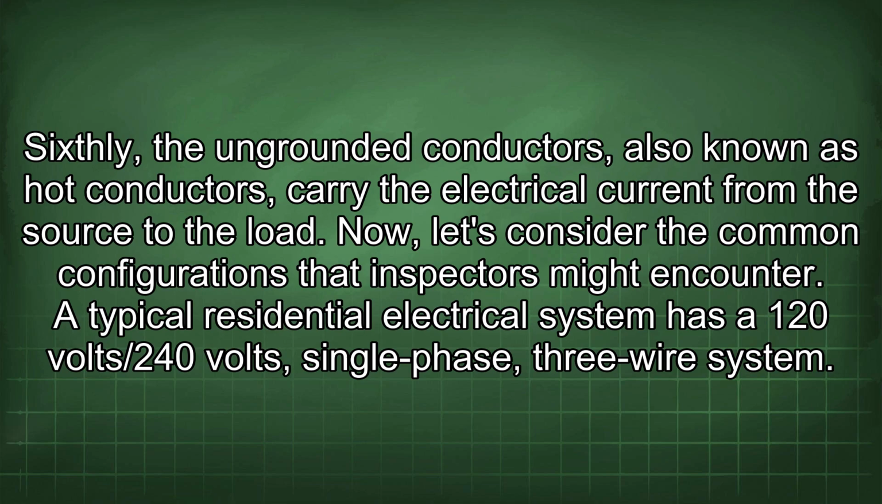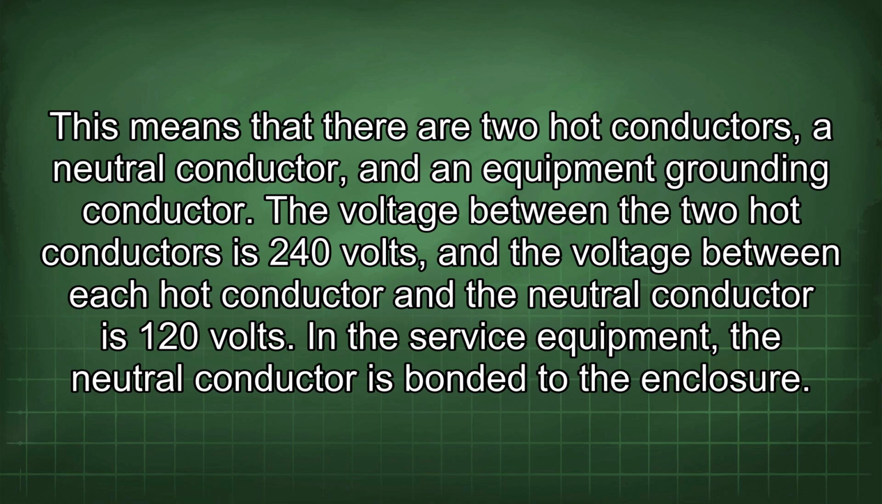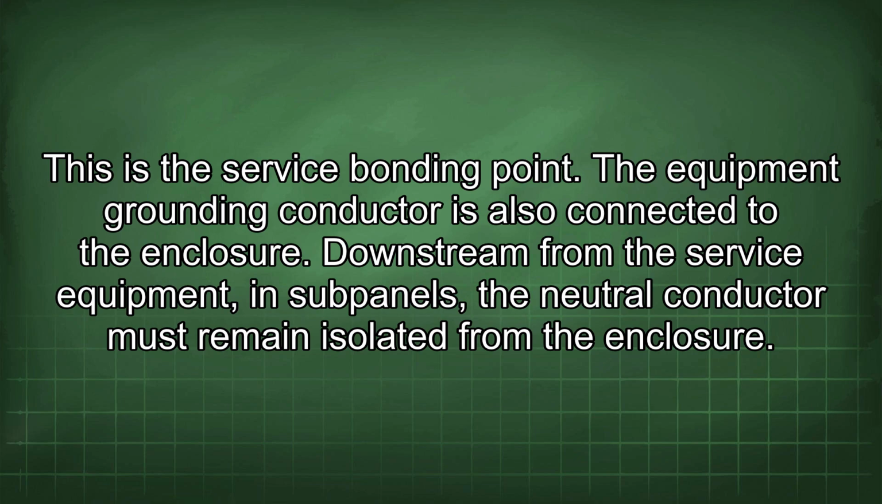Now, let's consider the common configurations that inspectors might encounter. A typical residential electrical system has a 120/240 volt single-phase, 3-wire system. This means that there are 2 hot conductors, a neutral conductor, and an equipment grounding conductor. The voltage between the 2 hot conductors is 240 volts, and the voltage between each hot conductor and the neutral conductor is 120 volts. In the service equipment, the neutral conductor is bonded to the enclosure. This is the service bonding point.